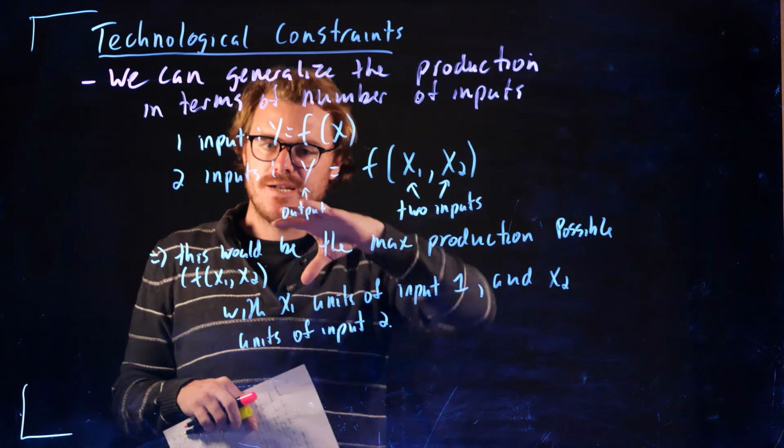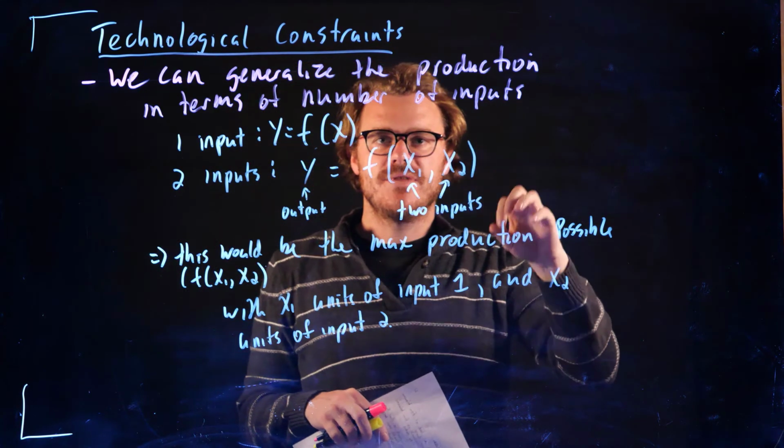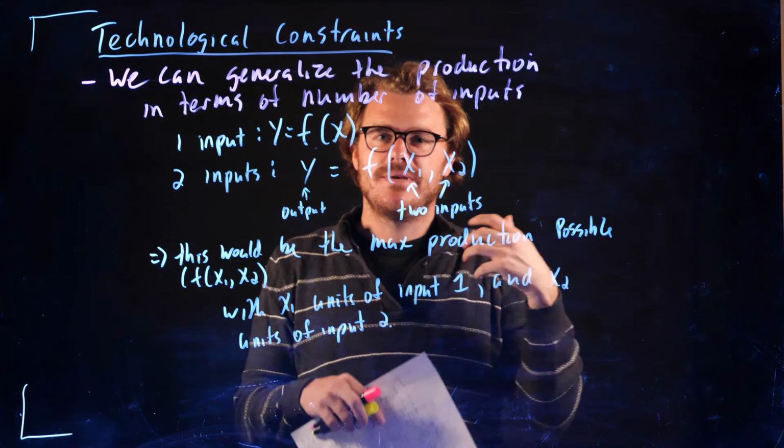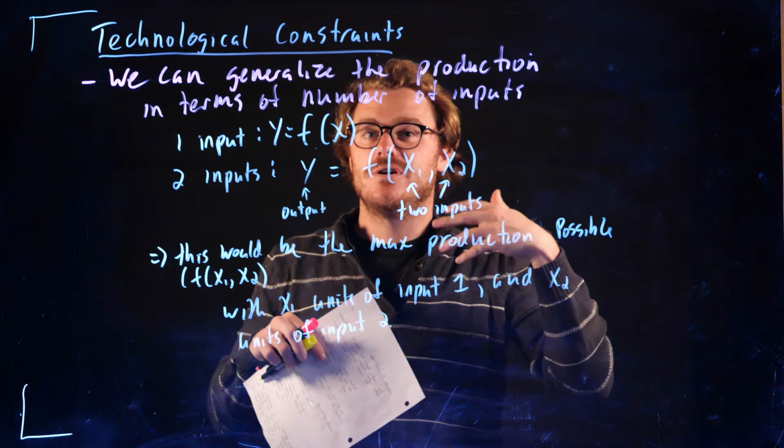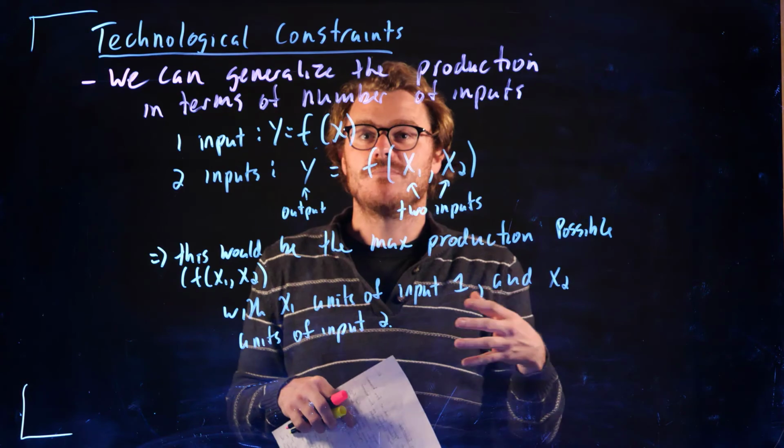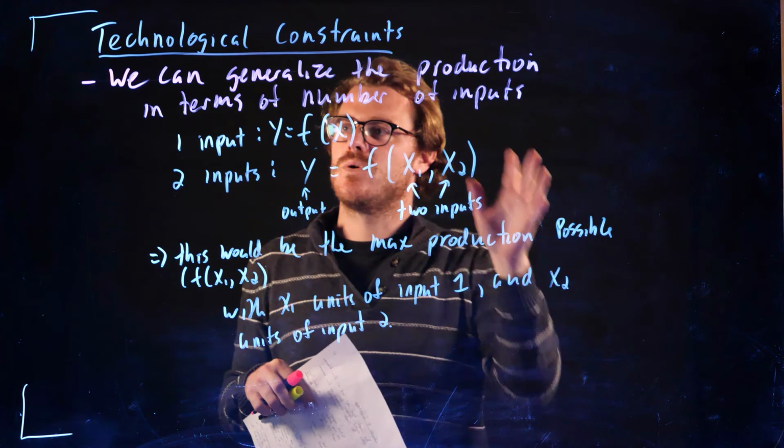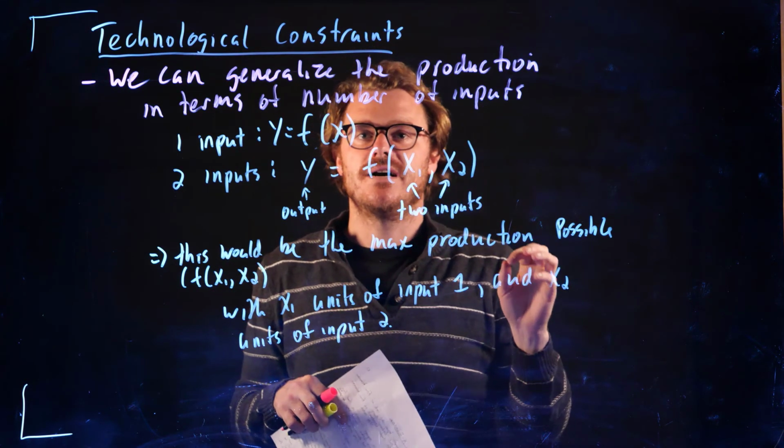But now let's link this into something that's going to be quite familiar to us. It's going to be very similar to this idea of indifference curves, but now it's going to be production levels. So let's quickly erase this and discuss this idea of isoquants.